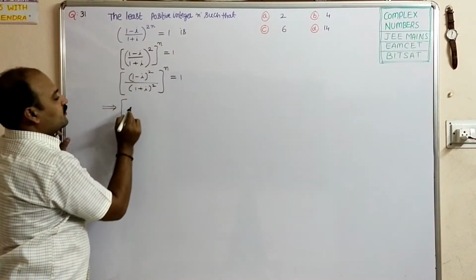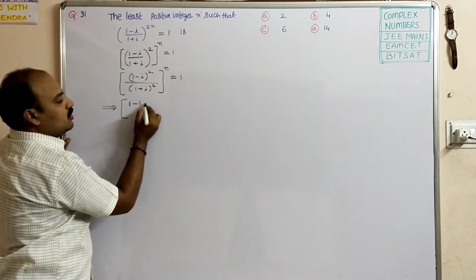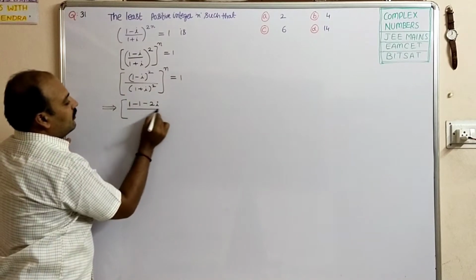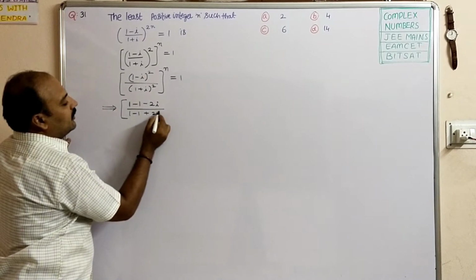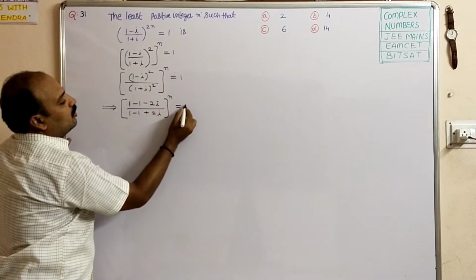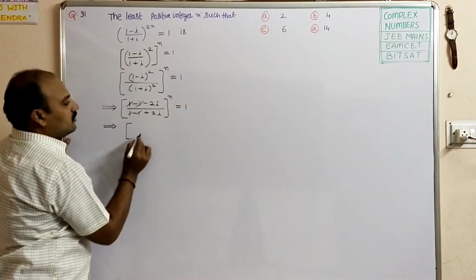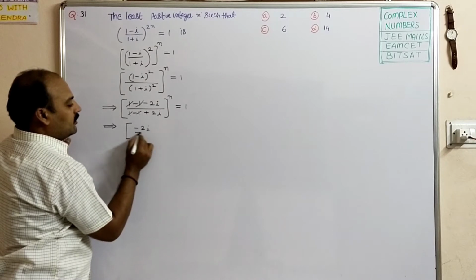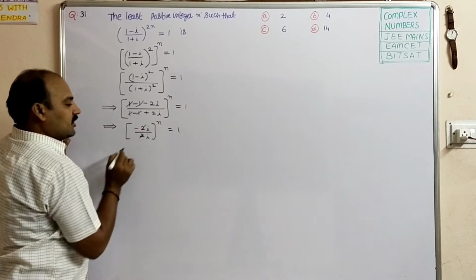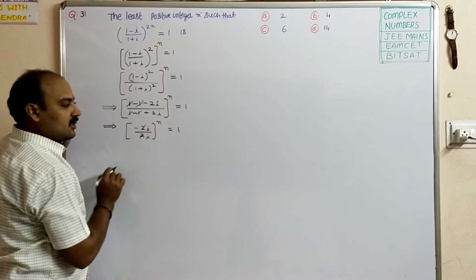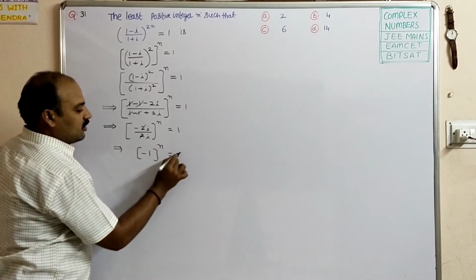Using the (a minus b) whole square expansion: 1 square plus i square, which is minus 1, minus 2ab, so minus 2i, divided by 1 square plus i square, minus 1, plus 2i, whole power n equals 1. Minus 1 and plus 1 get cancelled. That implies (minus 2i divided by 2i) whole power n equals 1. 2 gets cancelled, and i also gets cancelled. So you will get (minus 1) whole power n is equal to 1.